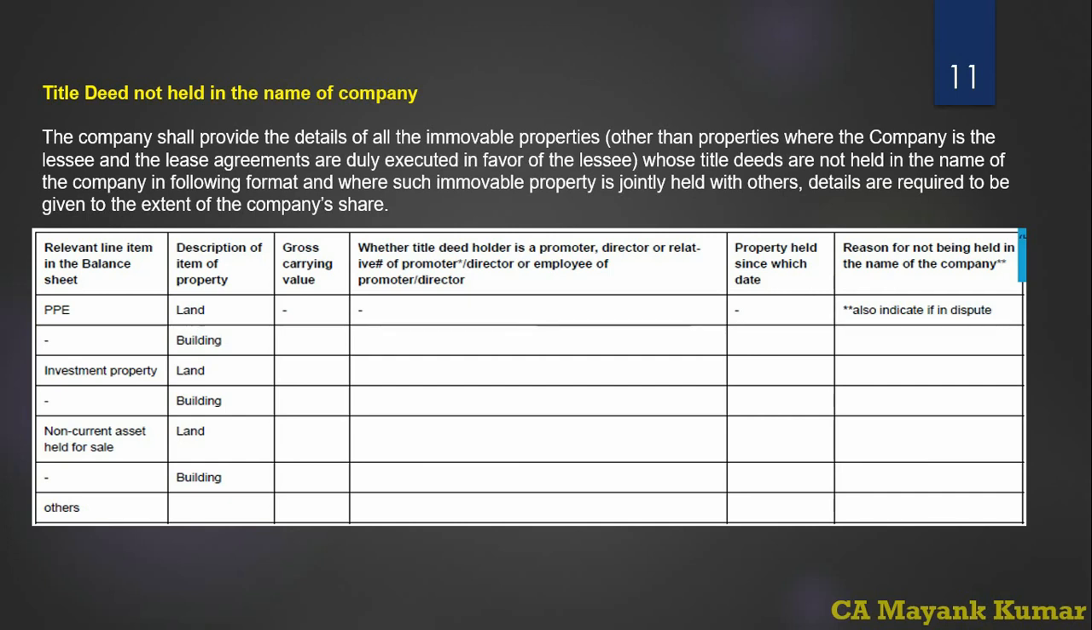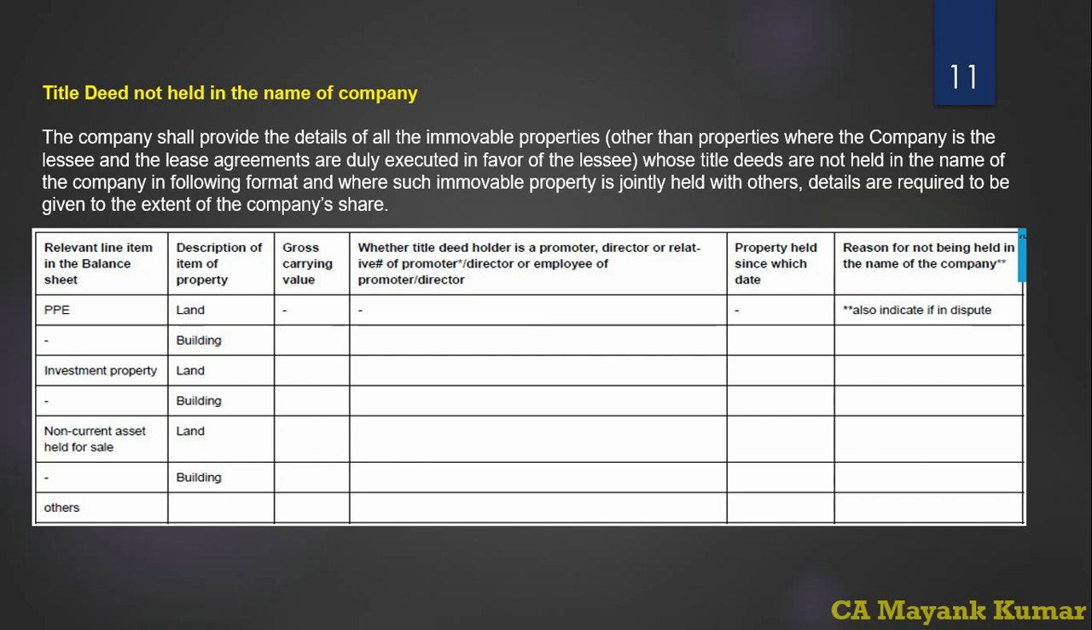The important part of this amendment is that whenever immovable property comes to our mind, we basically focus on property, plant, equipment. We forget that the same land or building may be classified as investment property, or it may be held as non-current asset held for sale. In that case, it will not be included under property, plant, equipment. So we will have to see the balance sheet and check whether the land or building is included in PPE, or even in investment property or in non-current asset held for sale.